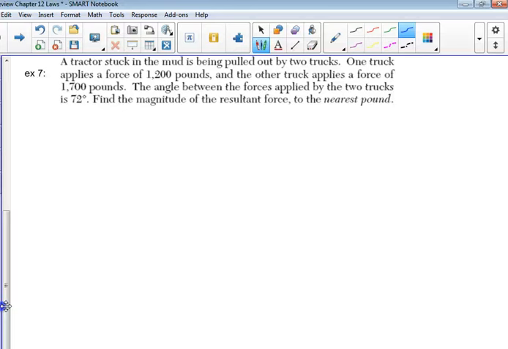Good. One force is 1,200. I like it. So that's going to be my force 1. Okay. And then what's the other one? 17. Perfect. Force 2. Okay. So those are your two forces. Now, what does it say the angle between them is?